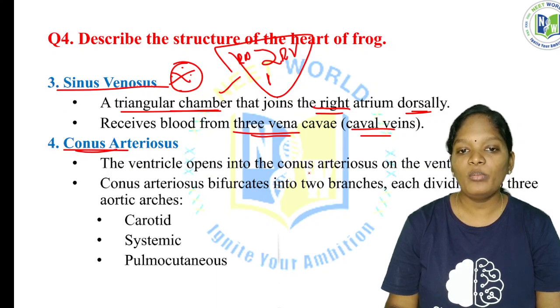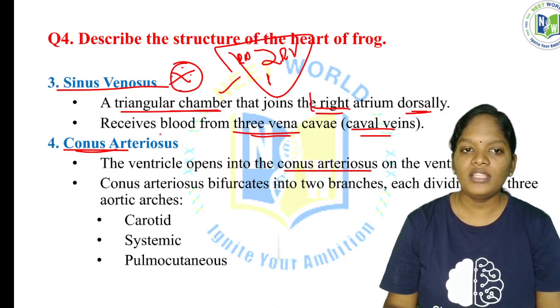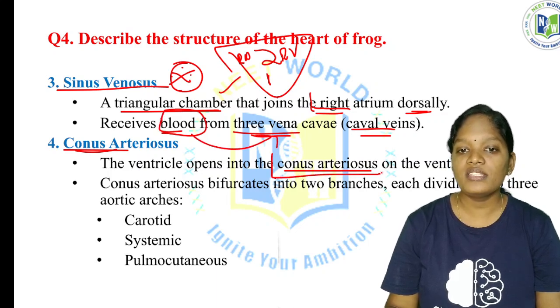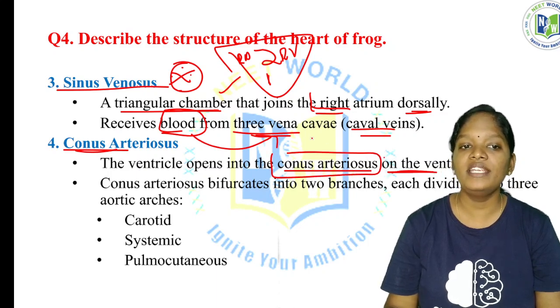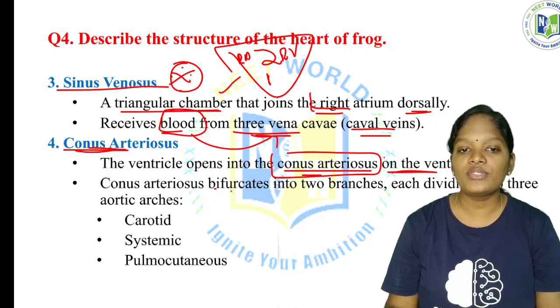Here the ventricle opens into the conus arteriosus. So what have we studied here? The atrium receives blood from the three vena cavae via the sinus venosus, but the conus arteriosus is on the ventral side, and the ventricle opens into this structure. The conus arteriosus bifurcates into two branches, each having three aortic arches.